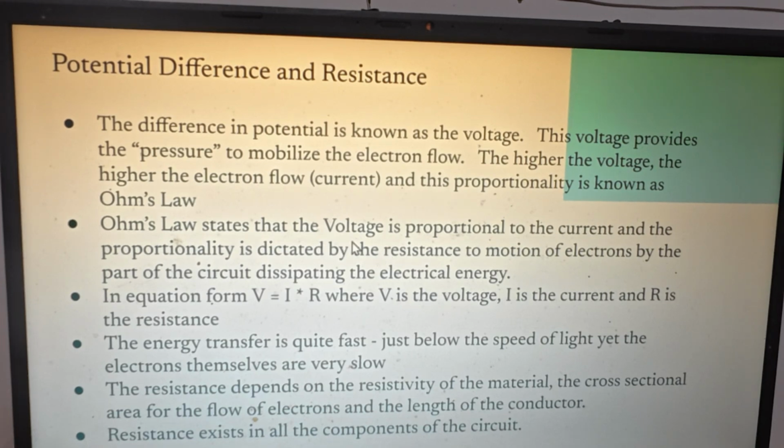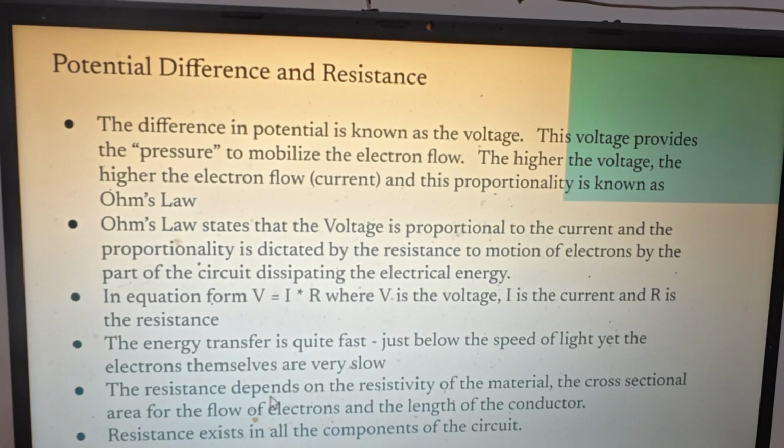Ohm's law states that the voltage is proportional to the current, and proportionality is dictated by the resistance to the motion of electrons by the part of the circuit dissipating the electrical energy, which is the resistance. In equation form, it's V is equal to current times resistance, where V is the voltage and I is the current and R is the resistance. The energy transfers fast, just below the speed of light, yet the electrons themselves, of course, are very slow.